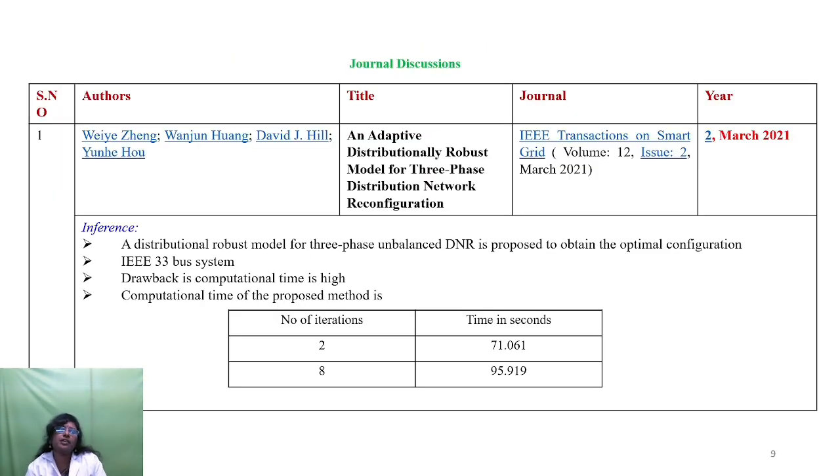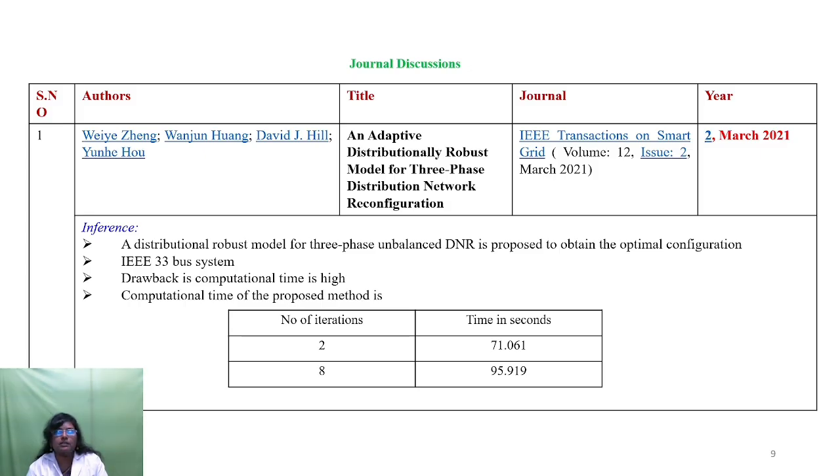So let's see what the researchers have done for solutions on the distribution side. In this paper, the title is an adaptive distributionally robust model for 3-phase distribution network. This paper was published in 2021. Here we can see they took a distributionally robust model for a 3-phase unbalanced network. Here they are using an IEEE 33 bus test system.